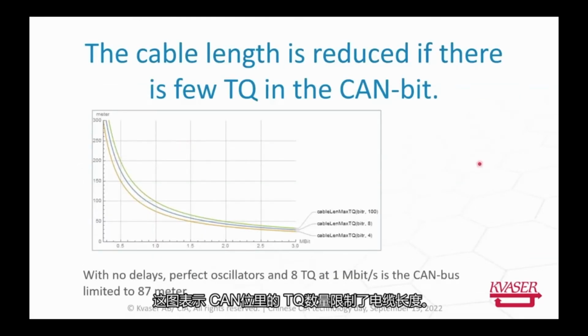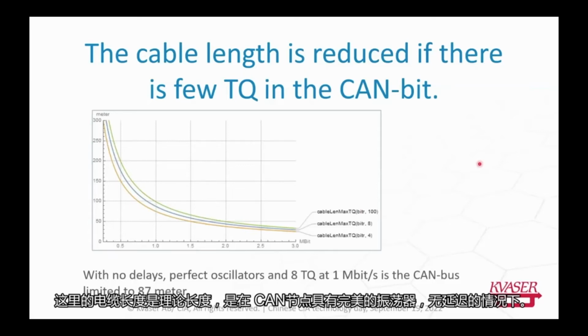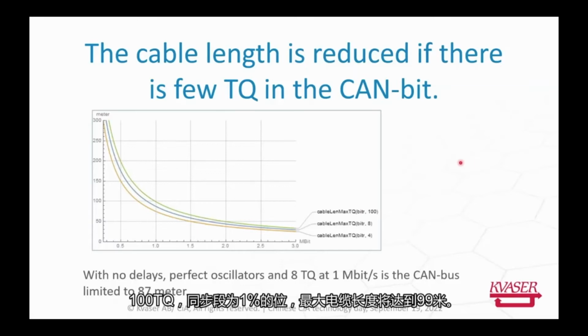This graph shows how the cable length will be limited by the number of time quanta in the CAN bit. This cable length is the theoretical length with perfect oscillators and no delay in the CAN node. So with 100 time quanta the SIG segment is 1% of the bit, and the maximal cable length will be 99 meters. With 8 time quanta the SIG segment is 12% of the bit, and the max cable length will be 87 meters. With 4 time quanta the SIG segment is 25% of the bit, and the max cable length will be 75 meters. To reduce this factor, use as many time quanta as possible in the CAN bit.